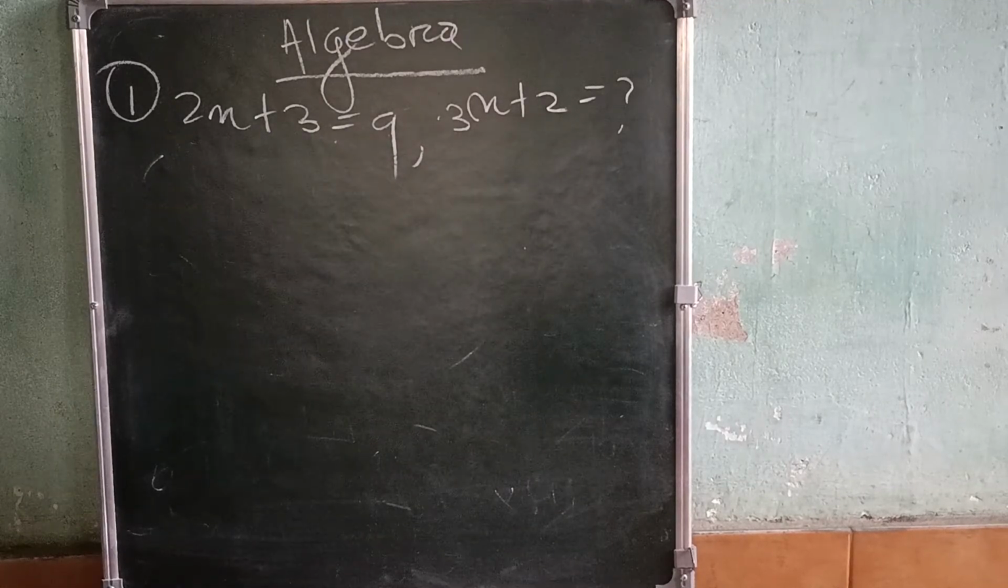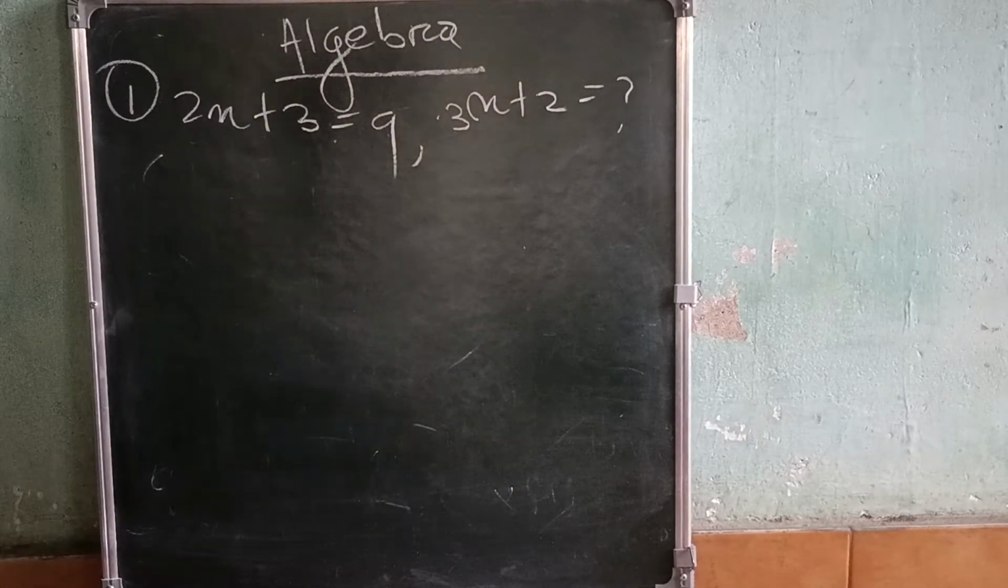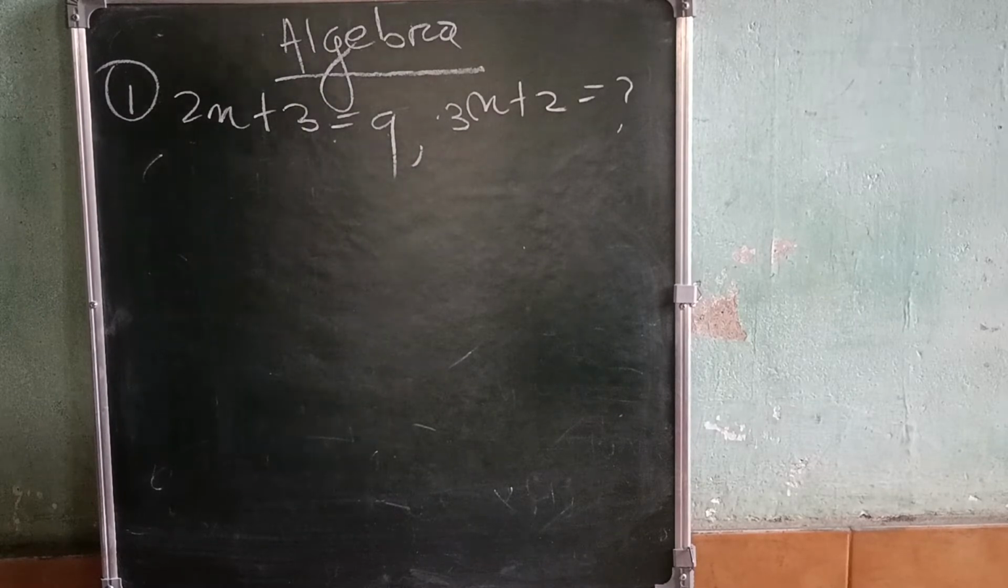Hello friends, today we have to discuss some mathematical trick about algebra, right? So the question is on the board. First question: 2x plus 3 equals 9. We have to calculate the value of 3x plus 2.